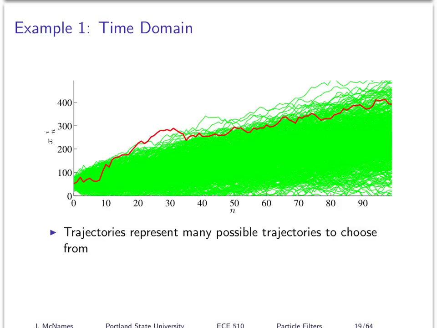Is it a weighted average? It's a weighted average, right? Yeah, and we'll look at that in just a moment. Any questions on this?